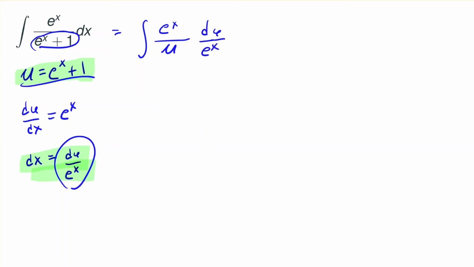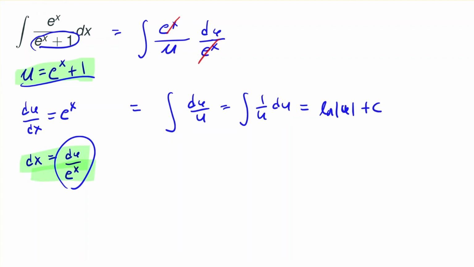And you see that this e to the x cancels out. So what we have is du over u, which is the same as 1 over u du. Therefore, when we take the antiderivative of this, it is natural log of the absolute value of u plus c. We put the absolute value sign because inside of a log can only be a positive number. No negative, no 0.